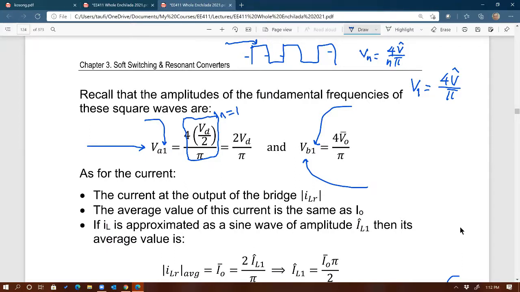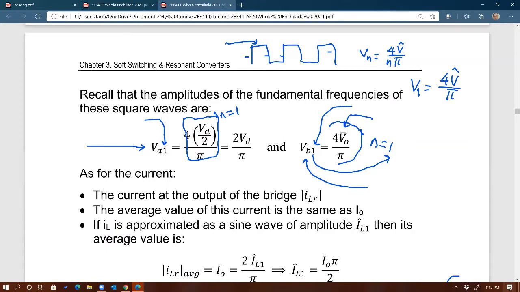Same thing with the output. The output voltage, remember, flips back and forth between plus V out and minus V out. So the peak is V out. That's why you see 4 times V out divided by pi, because n is equal to 1 again. So again, this is calculated at n equals 1, as you can see from the subscript right there.